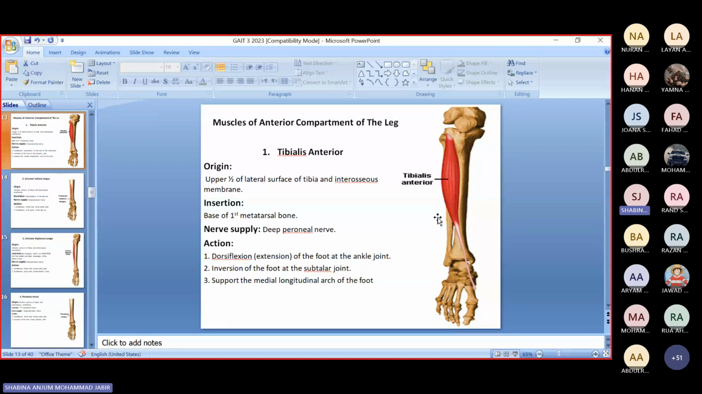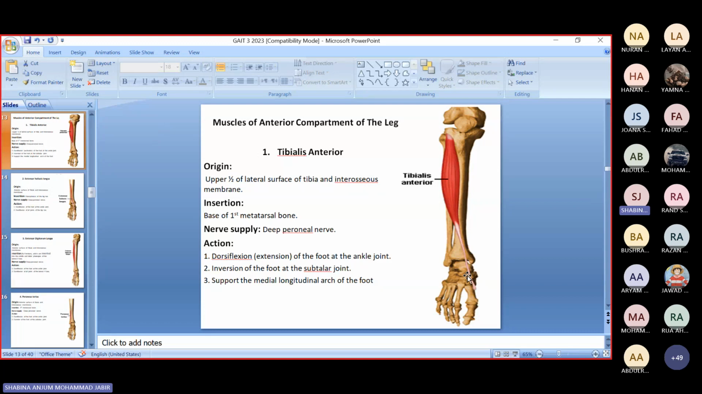It will come obviously from the tibia bone, the upper half of the tibia, then from the interosseous membrane. Where is the insertion? You can see this muscle is inserted over the base of the first metatarsal bone. If you correlate with another muscle, the peroneus longus, that was also coming at the base of the first metatarsal from the plantar aspect. Then you have the peroneal nerve.